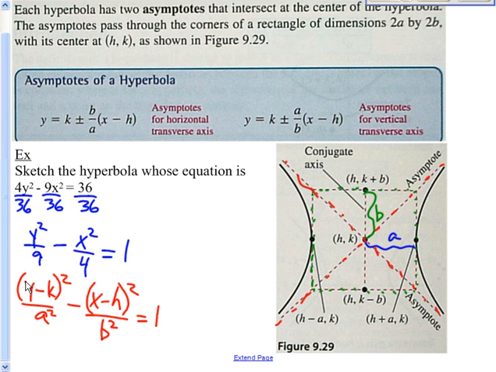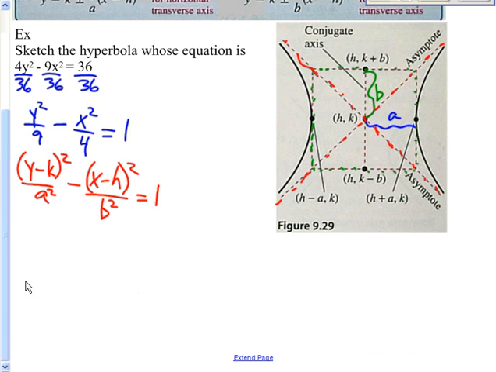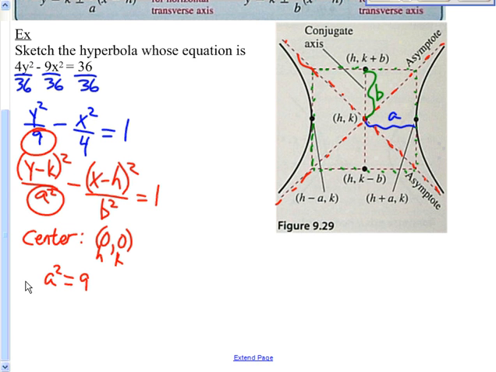Okay, so our center on this thing, let's identify our h, k. First of all, you notice that with that x, there's no x minus a number, right? So our center, our h, k, is 0, 0. Okay, so our center's right at the origin. That's nice. You notice our a squared is 9. So our a must be 3. Okay, so that's our distance back to the vertex from the center. Then you notice that the b squared is 4. So b must be 2.